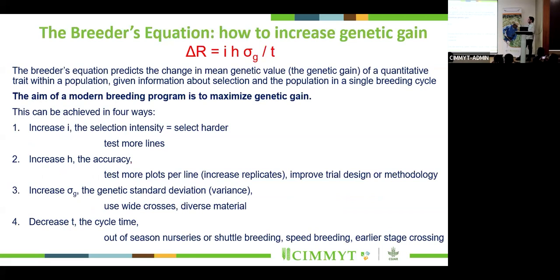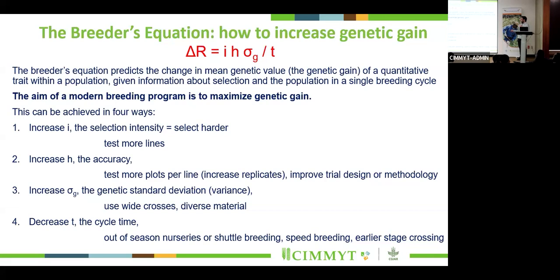So what it does, again, this is a catch-up for everybody. I'm sure most of you are familiar with this. The Breeder's equation predicts the change in mean genetic value, the genetic gain, of a quantitative trait within a population, given information about selection and the population in a single breeding cycle. And the aim of a modern breeding program is to maximize this change in the genetic gain. And we have 4 ways to do it, because we have 4 components.